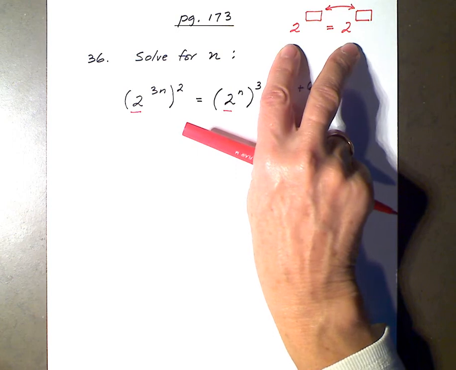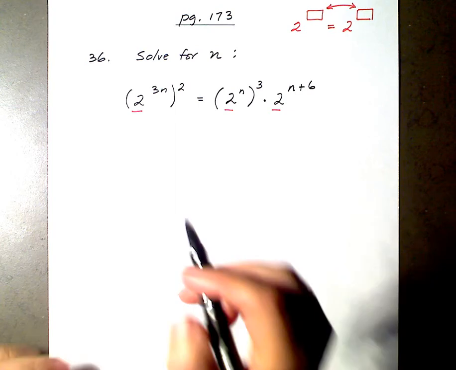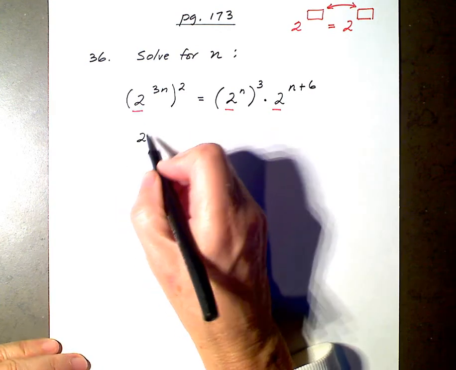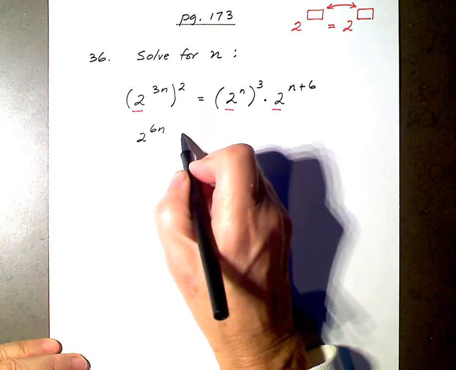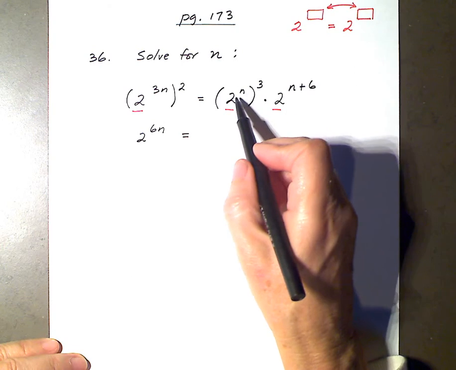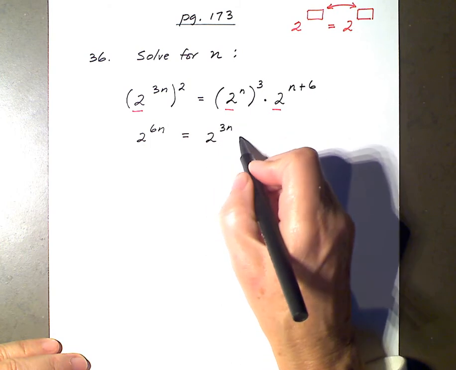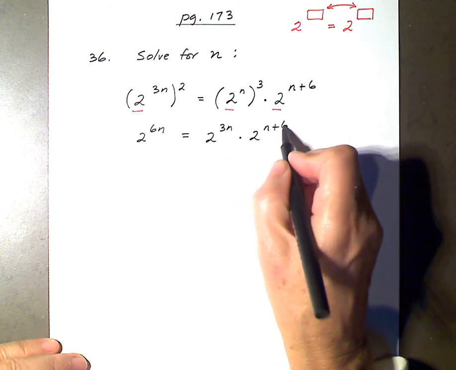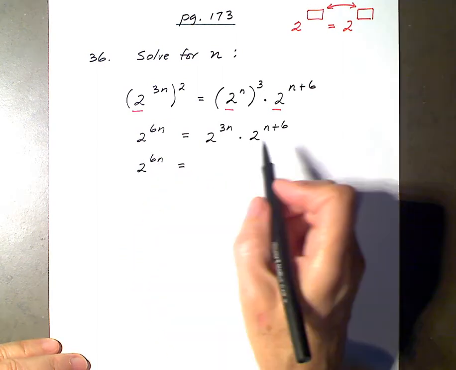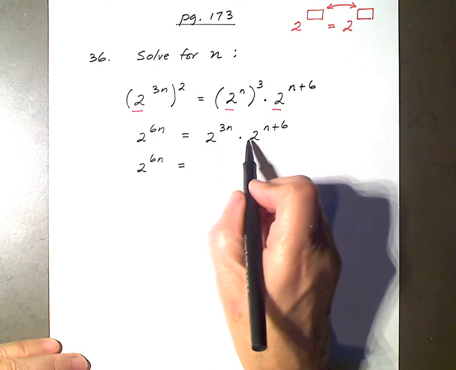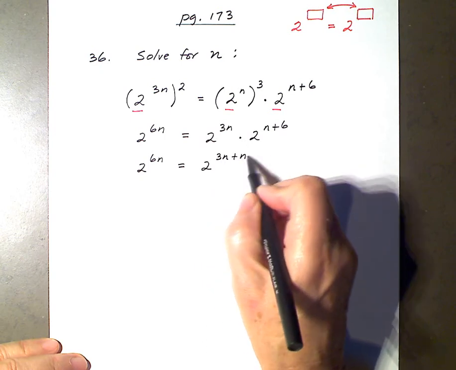Once I do that, then I can equate the two exponents and solve for n, since n is in the exponents. So on the left, I'm raising a power to a power, so I'm going to be multiplying these exponents, so I get 2 to the 6n equals. And simplifying this one, I'm going to raise a power to a power, so I'm going to multiply the 3 by n. So 2 to the 3n times 2 to the n plus 6. So I'll do this one step at a time. I've still got a 2 to the 6n equals. Now I'm multiplying two powers here on the right with the same base, so I'm going to add these exponents. 2 to the 3n plus n plus 6.